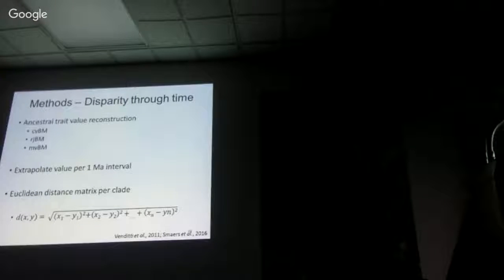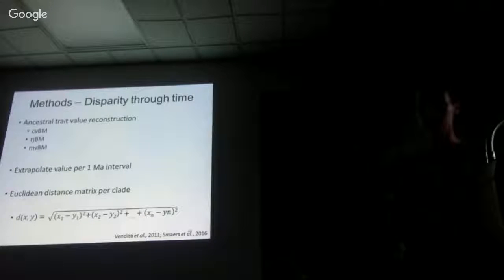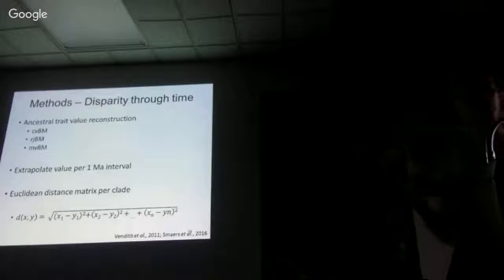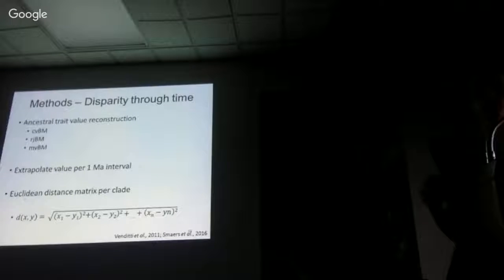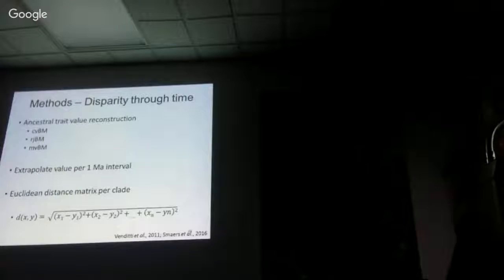For each interval per million years, I will calculate a Euclidean distance matrix and will calculate the average and maximum Euclidean distances for each clade of interest. So again, I can choose, okay, the average and maximum Euclidean distance of platyrrhines is this number. The average and maximum Euclidean distance of anthropoids is this. You can pick them out.